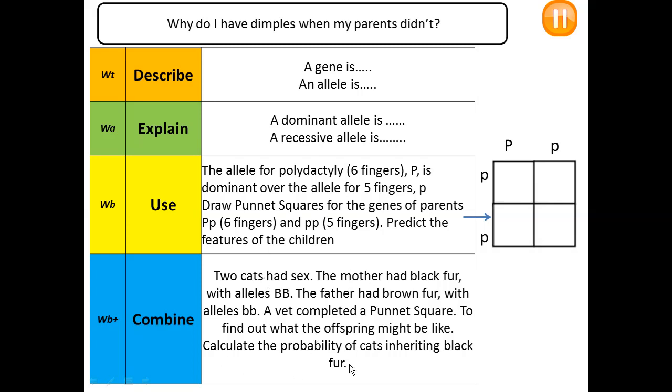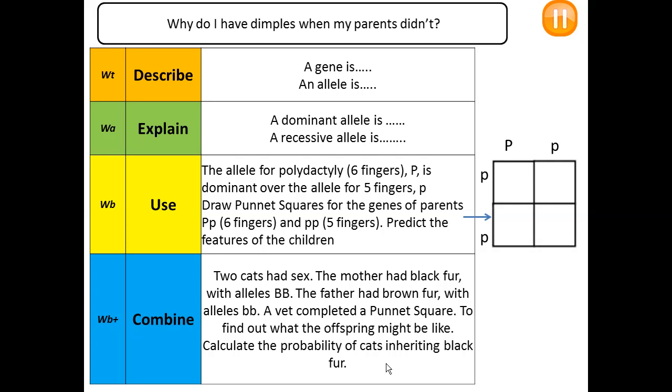Then for the fourth one, you need to do the Punnett square. This time I haven't done it for you. You need to do it on your own. You need to build the Punnett square, complete it, and then also calculate the probability of a cat inheriting black fur. Okay? So pause the video, please. Take your time to complete the task, and later we can check your answers.